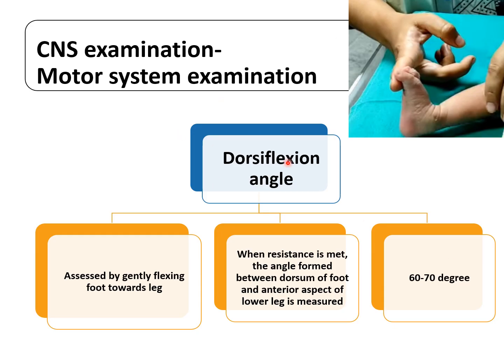Now the dorsiflexion angle. Here in this image you can see we have to gently flex the foot towards the leg and we have to measure the angle whenever we feel the resistance between the dorsum of the foot and the anterior aspect of the leg, and normally this angle is 60 to 70 degrees in the newborn baby.